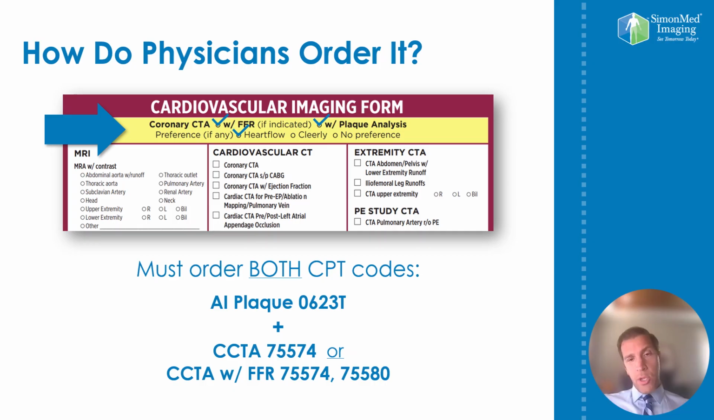How do your physicians order it? So this is actually very easy, but it's very important to remember that in order to perform this AI plaque analysis, we not only need an order for the coronary CTA, which is code 75574, or the code with FFR, coronary CTA with conditional FFR, which is 75574 and 75580. We need one additional code for the AI plaque analysis, which is a unique code, and that is 0623T.